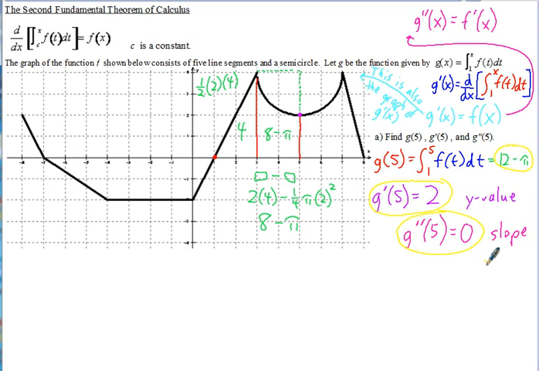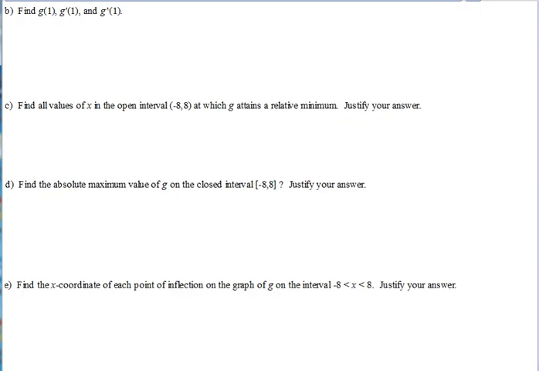Okay, now let's take a look at part B. It says find G of 1, G prime of 1, and G double prime of 1. So let's start with G of 1 again, the integral from 1 to 1 of f of t dt. But anytime the lower and upper limits are the same, well, there's no area enclosed between 1 to 1. That's always going to give you a definite 0.